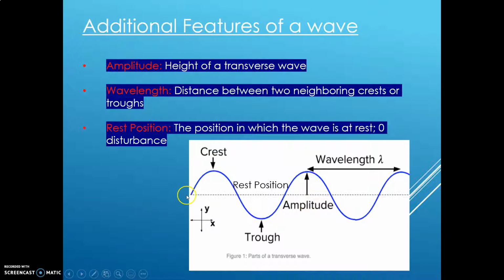And so if you look here, I've got it listed. So here's the crest. Now amplitude doesn't go from the crest all the way to the trough. It goes from the crest down to what they call the rest position, or this line here. And this line here is the position at which the wave is at rest.